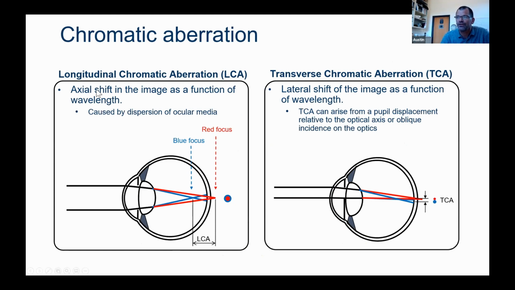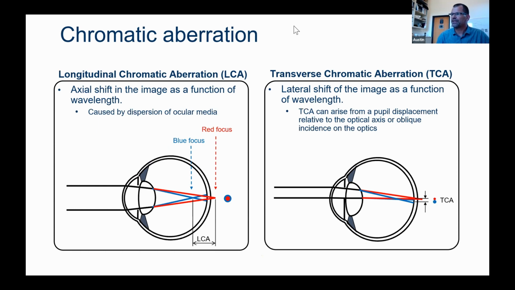Okay, longitudinal chromatic aberration is an axial shift in the image as a function of wavelength, and it's caused by dispersion of the ocular media. As a result, if green light is focused on the retina, blue light focuses in front or is myopic, and red light is focused behind or is hyperopic.